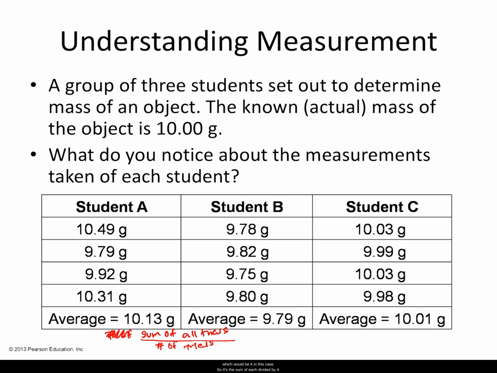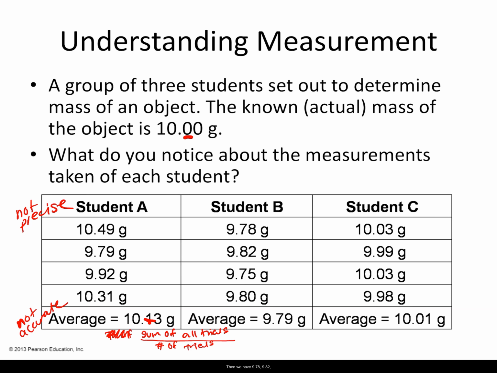So student A, let's look. 10.49, 9.79, 9.92, 10.31. So that's kind of not very close. We have like a 10.5, 9.8, 10, 10.3, not precise. And the average, 10.13, is also not very close to 10, so not accurate either.